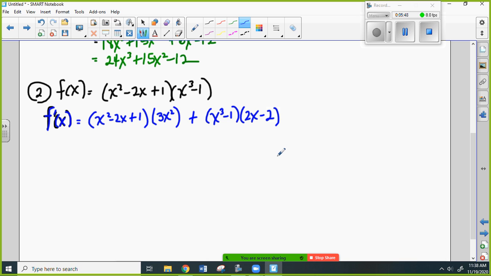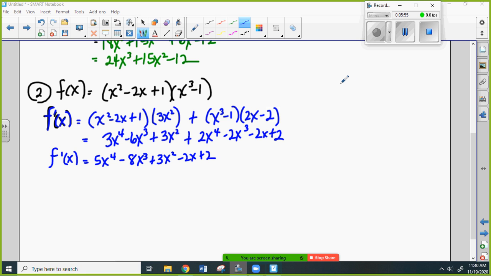Now I just want to give you a couple of minutes to try to simplify that one, please. After you take the derivative, you need to do a little distributing, a little foiling, and then adding like terms.